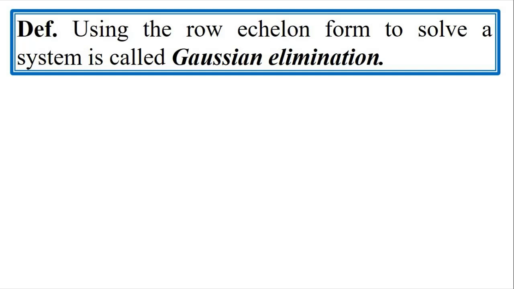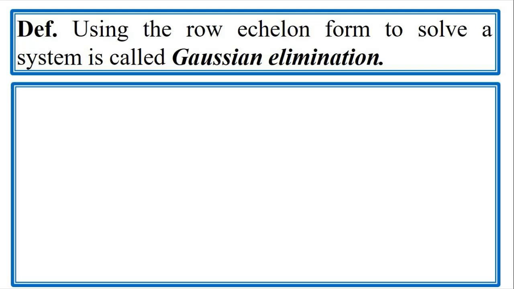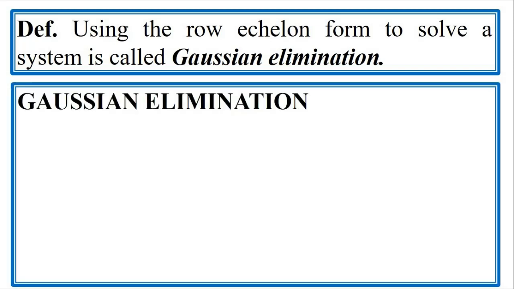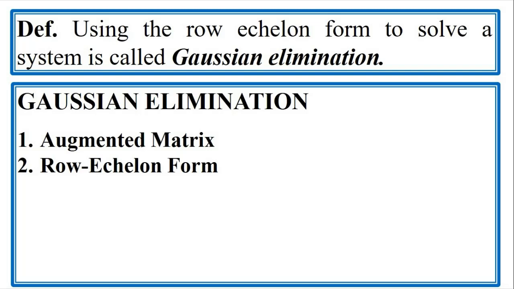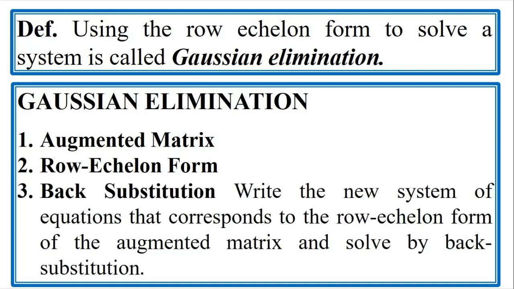So using the row echelon form or the REF to solve a system of linear equations is called Gaussian elimination. How do we do the Gaussian elimination? Here are the following steps that will help you. First, we express the system of linear equations in augmented matrix. Then we transform that matrix into REF. And lastly, we solve the system by back substitution.